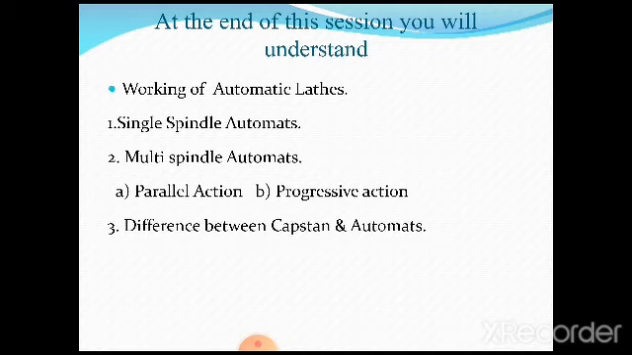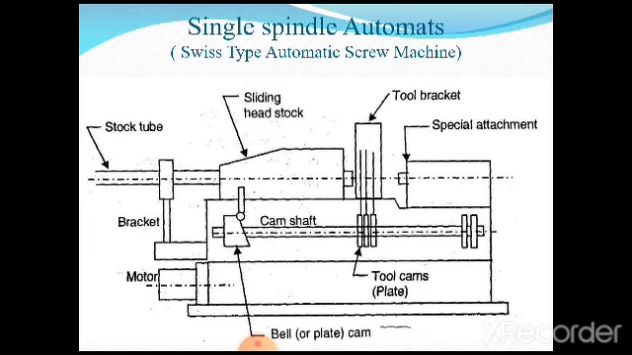Before I proceed with today's session, in the previous session we discussed the difference between capstan and turret lathes, and also the definition of automatic lathes, and to some extent the classification. But after that we need to understand the construction and working of important types of automatic lathes being commonly used in industries. Okay, so let us start with the single spindle automats.